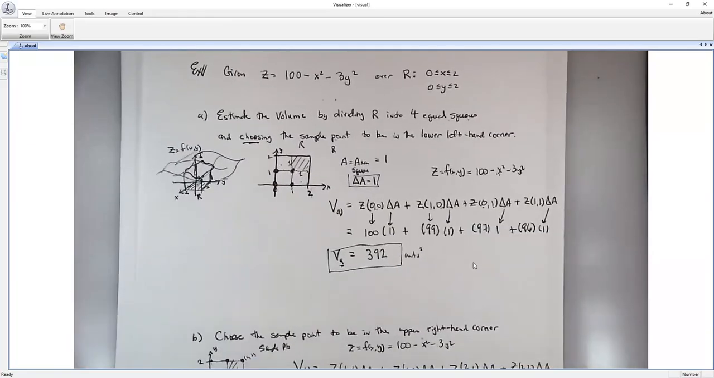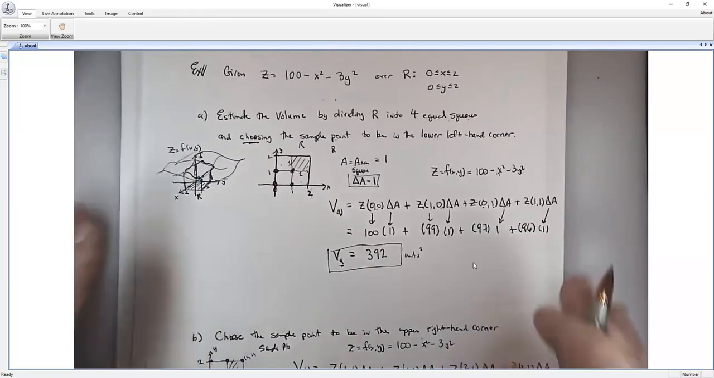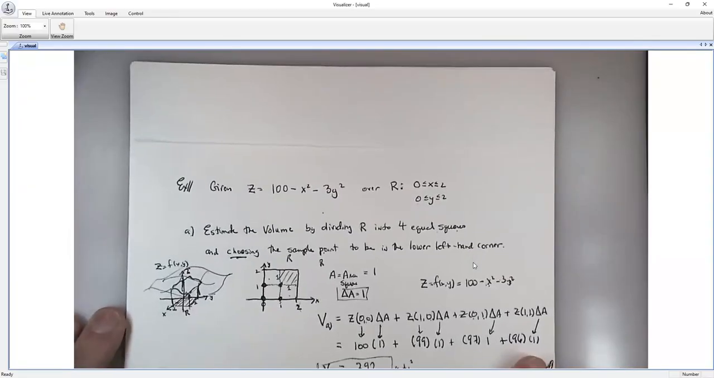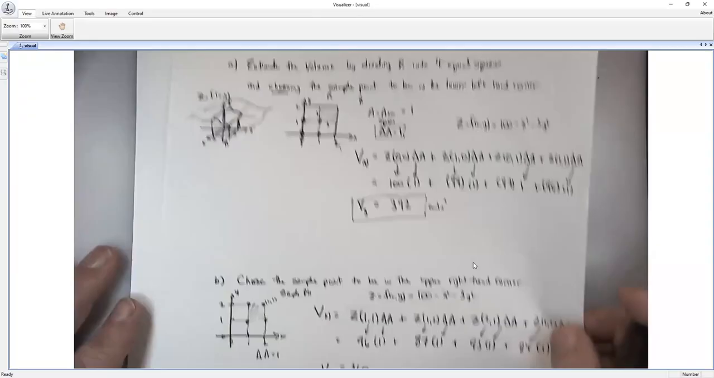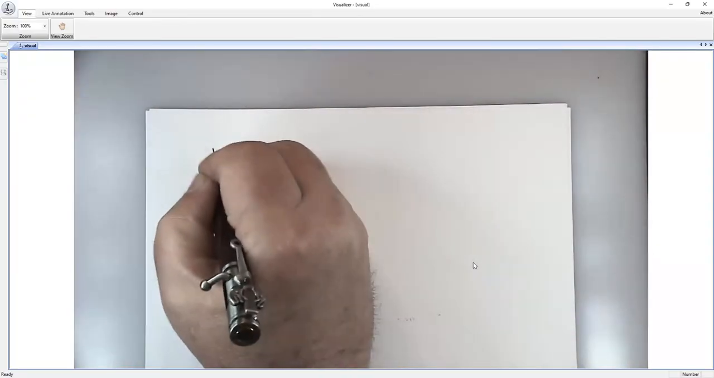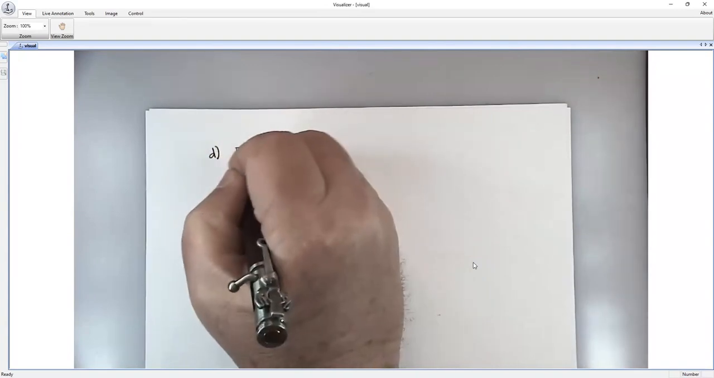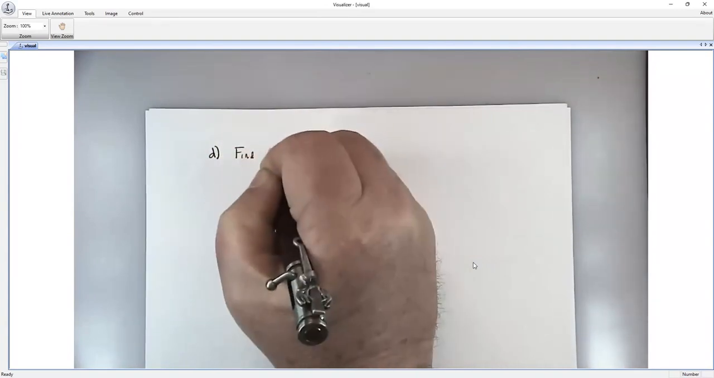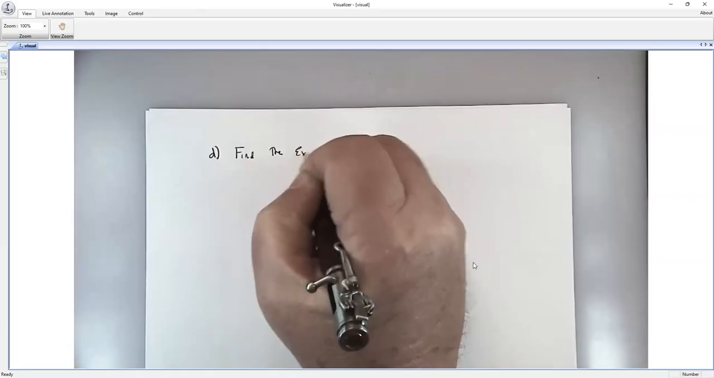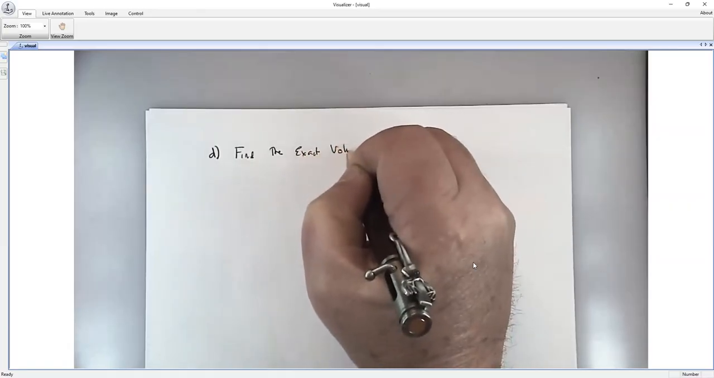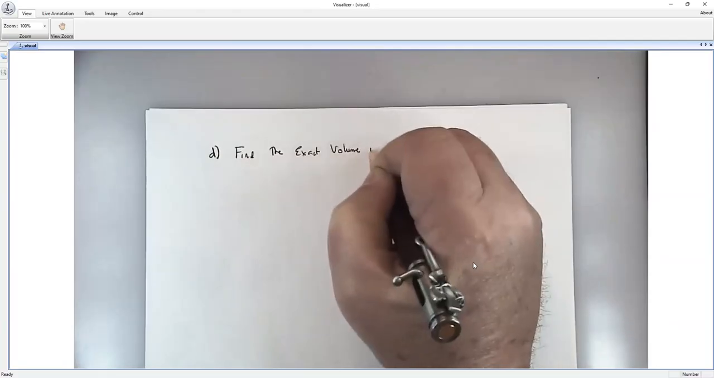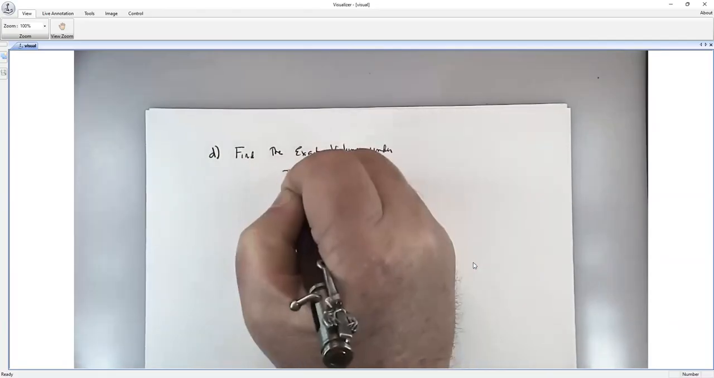And let me get my little pen out here. I want you guys to do this one. So we did this estimate of the volume, and then we had a part B and part C. Did I get to part D? I think I ran out of time on part D. Find the exact volume under, this was our equation.